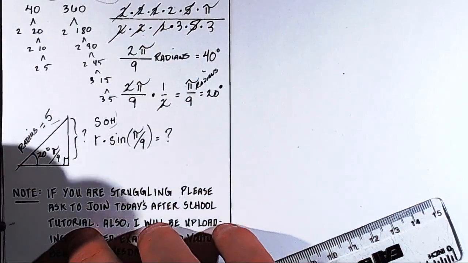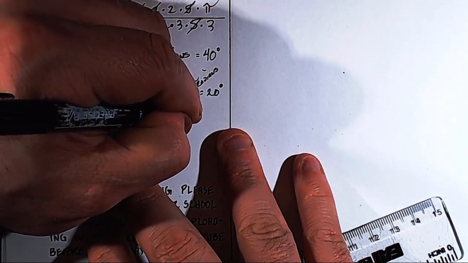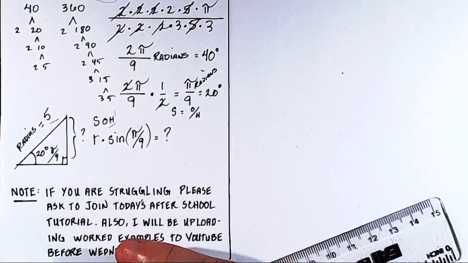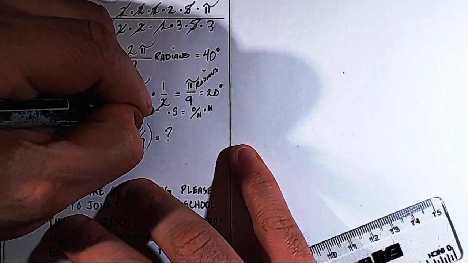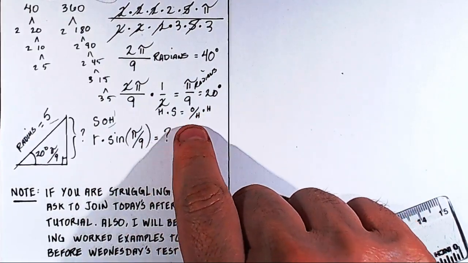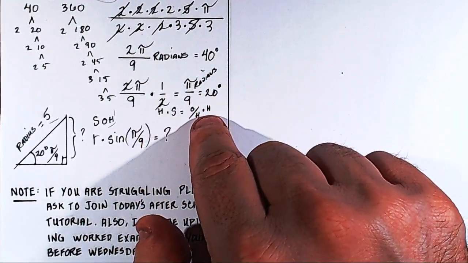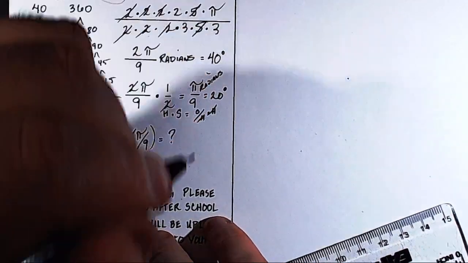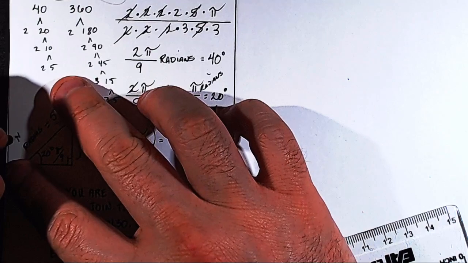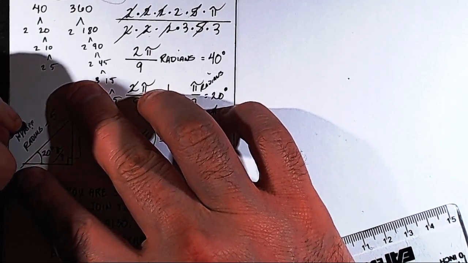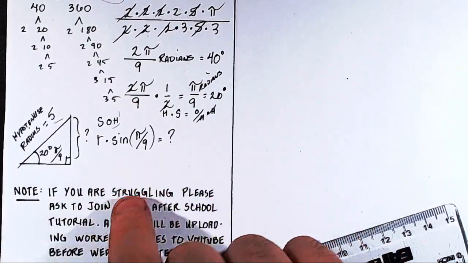Maybe I should show this. Sine equals opposite over hypotenuse, and I want to solve for opposite, right? So I'm going to multiply both sides by the hypotenuse. So hypotenuse times sine of the angle equals the opposite side. That's what we're doing here, because the hypotenuse is the radius, and the radius is 5.